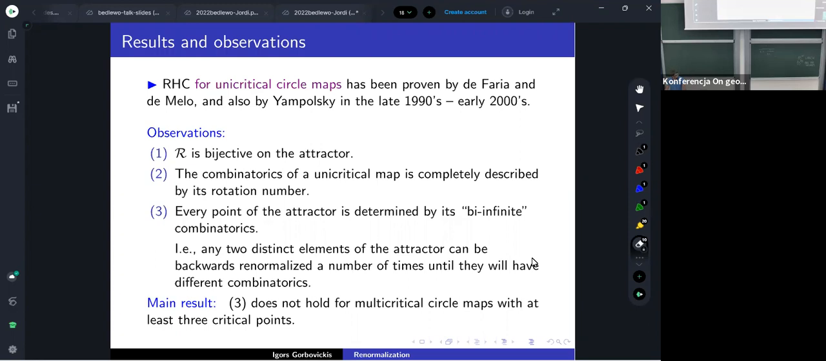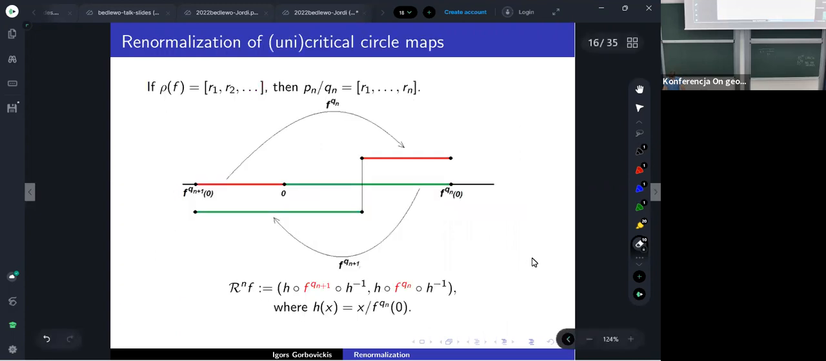And so before actually going in depth into the explanation, I should probably talk more about the unicritical case and first explain how the attractor is constructed in the unicritical case, and then we'll see what is different when we have more critical points. So at this point, it's probably time to actually define the renormalization operator.